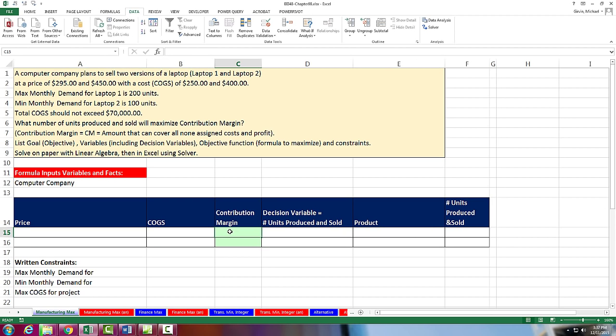Hey, in this video, we're talking linear programming to optimize an objective function. And we're going to use Excel Solver. Now, in the last video, we used linear algebra and paper and the graphical method to solve this problem.